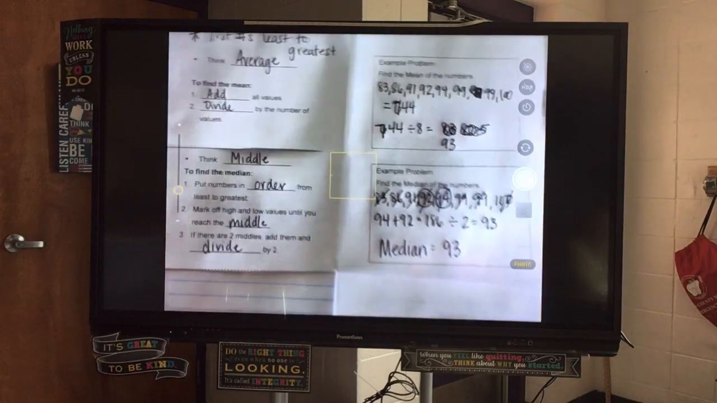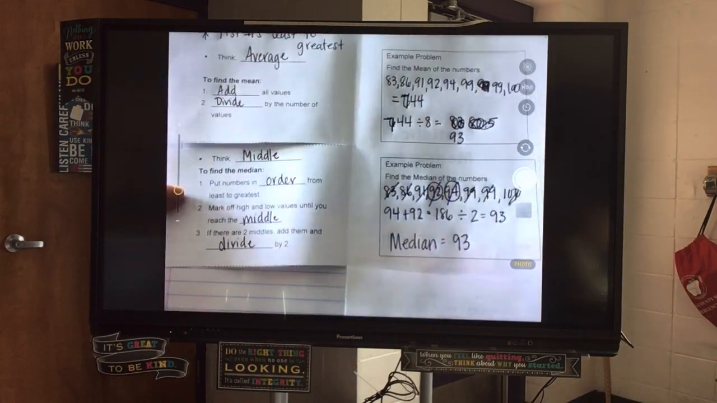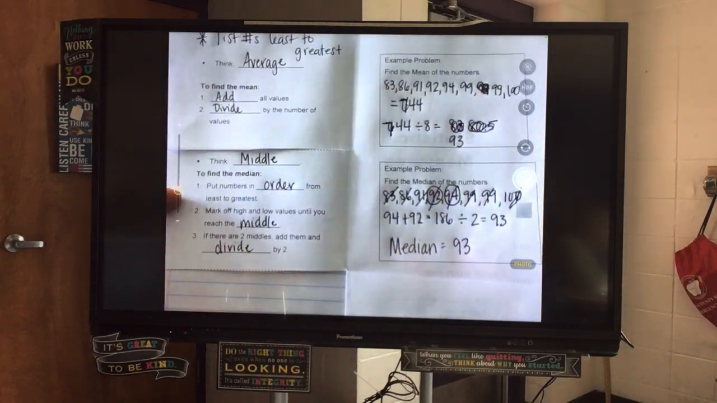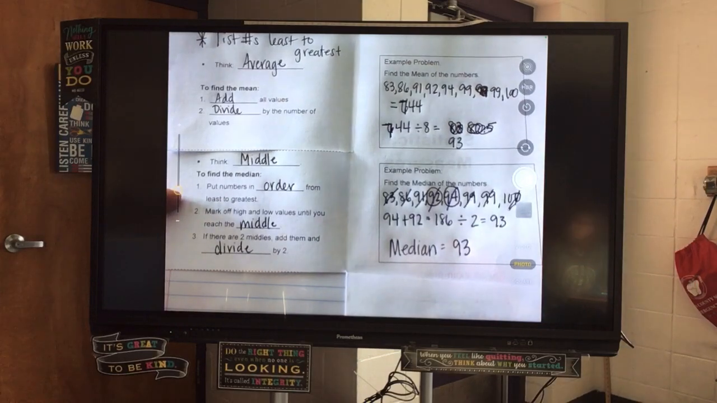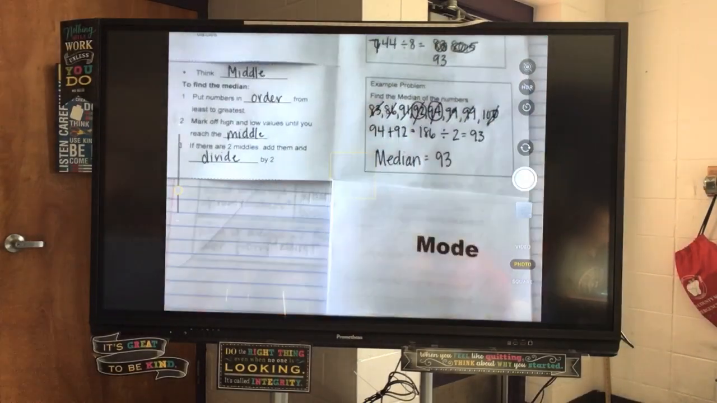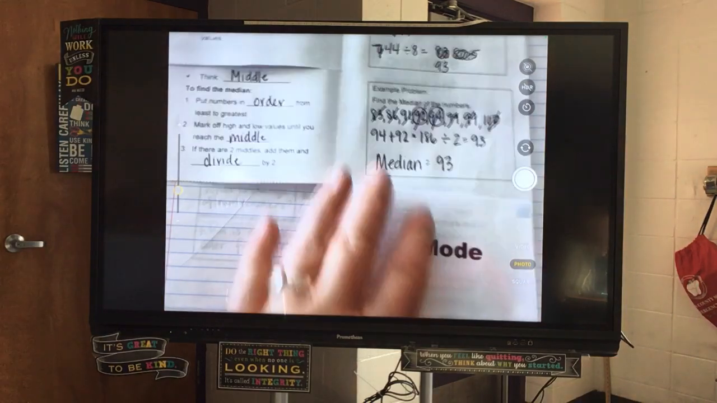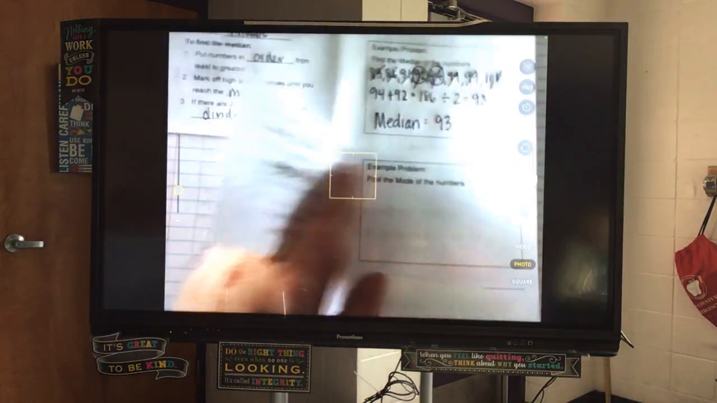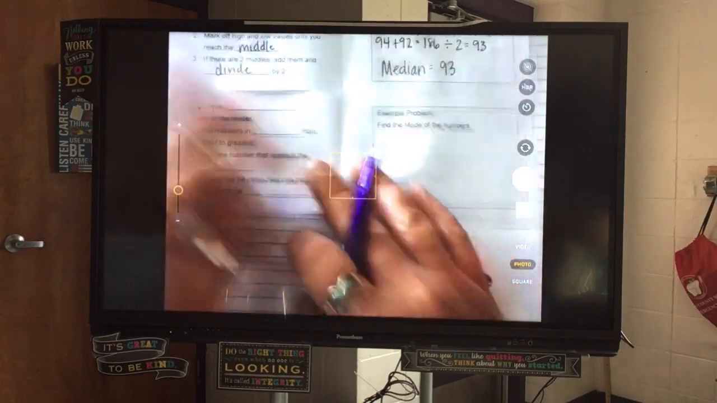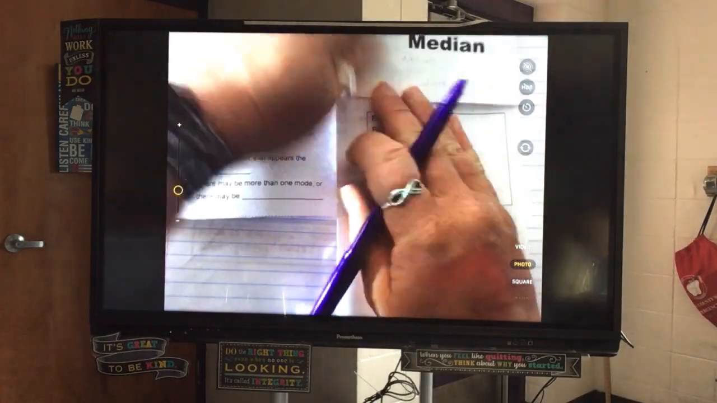All right, so questions about your mean or your median? Do you guys remember doing this at all? A little bit, okay. And like I said, it might have been pandemic time. There's lots of things that could have affected why we didn't learn this, so it's not a big deal. All right, mode. Mode is the easiest one.